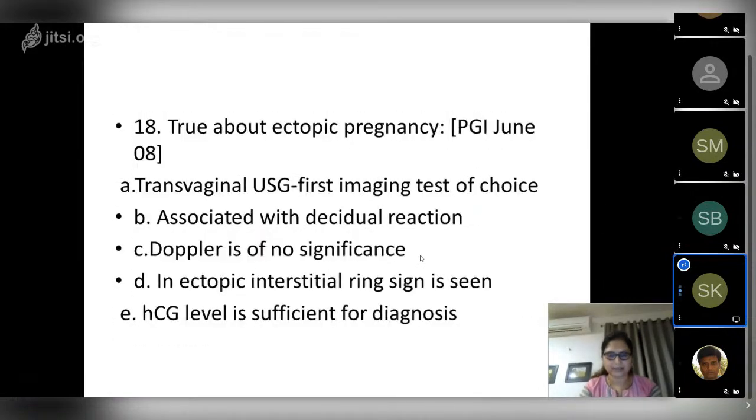Next one. True about ectopic pregnancy. Is this again a PGI question? Remember it may have more than one answer. Any option could be a right answer.